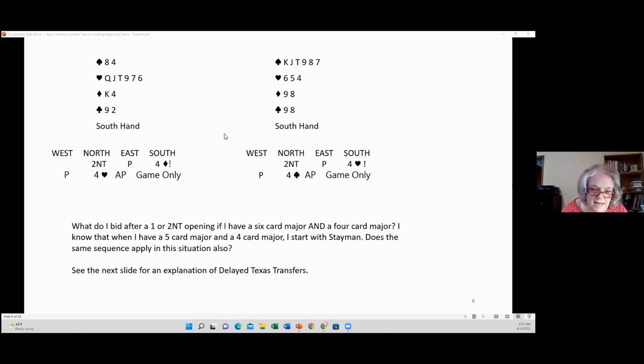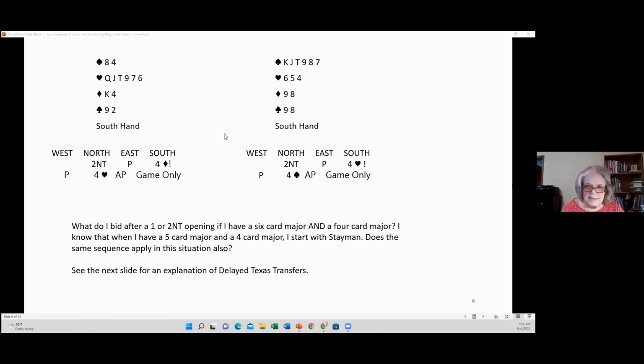If I don't have the values for game, then I use a regular Jacoby transfer to the 2 level and invite my partner to game if I have a hand worth 7 or 8 points, or I drop him if I have fewer than 7. Texas transfers require at least game going points. Doesn't matter whether they're in the trump suit or not. Does that answer your question, Pat? Yes, thank you. Good, thank you.